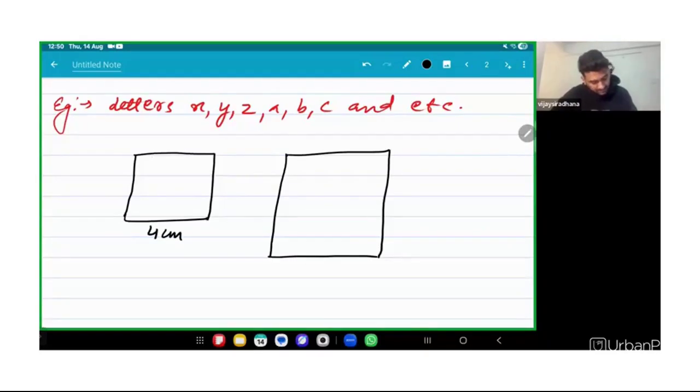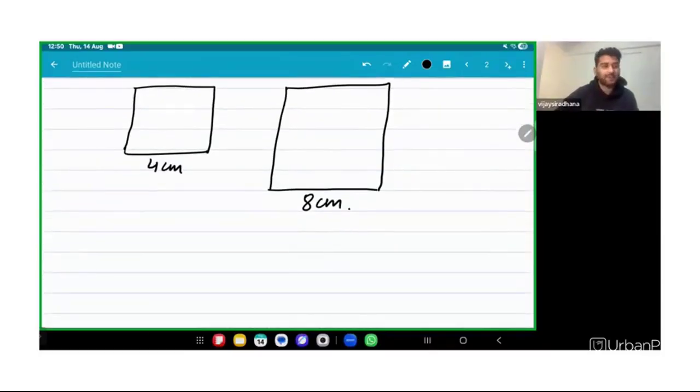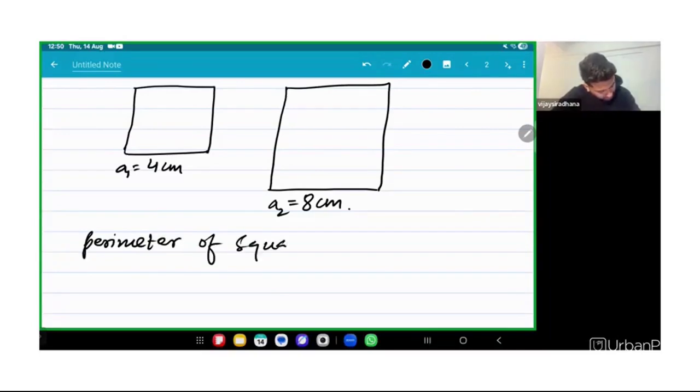And this is something which is 8 centimeter. Now, if I want to find the perimeter, then let this be side A1, which is 4 centimeter. This is side A2, which is 8 centimeter. Now, you know that the perimeter of a square is how much? It is 4 into A.